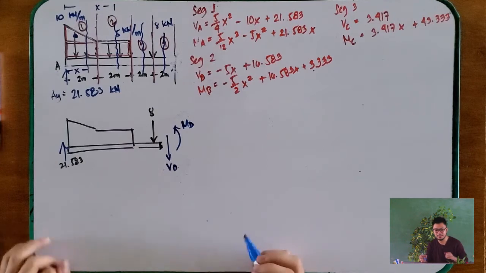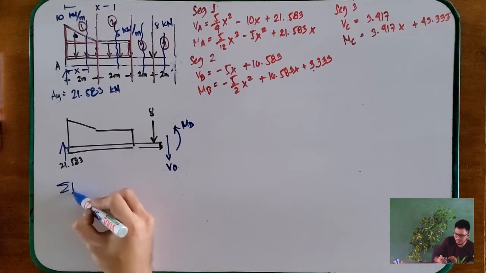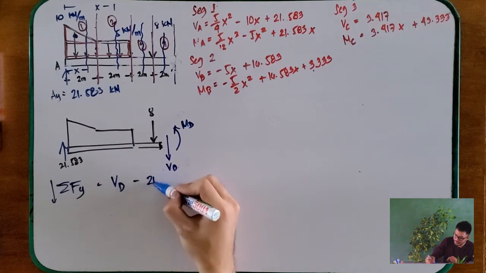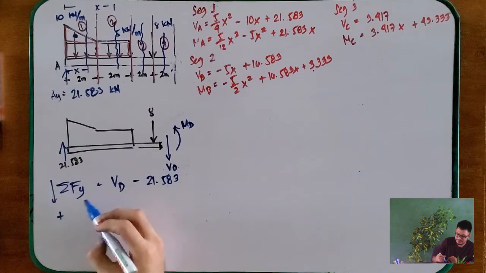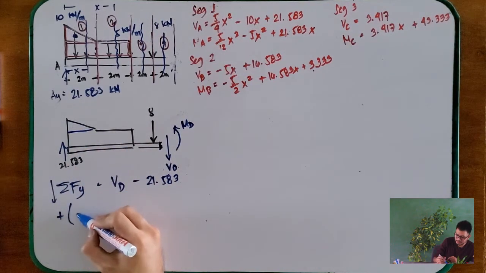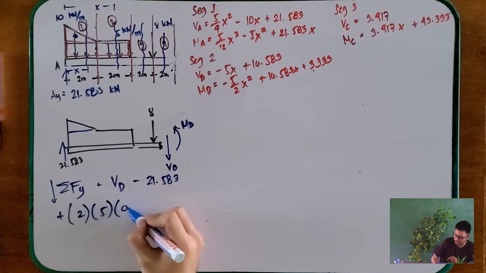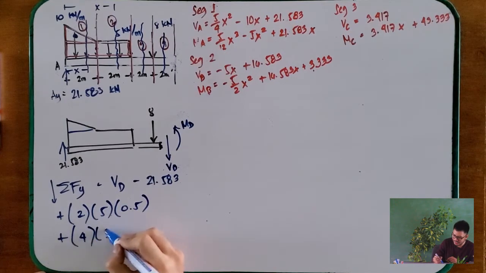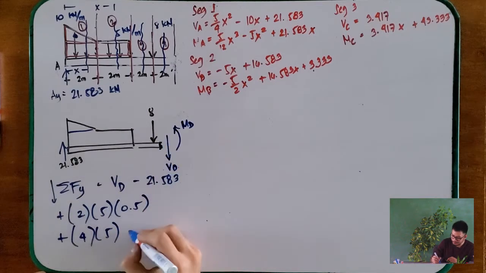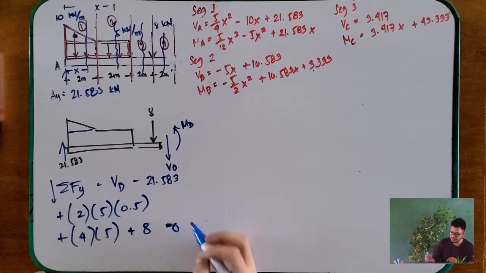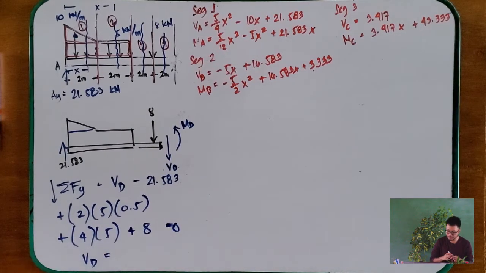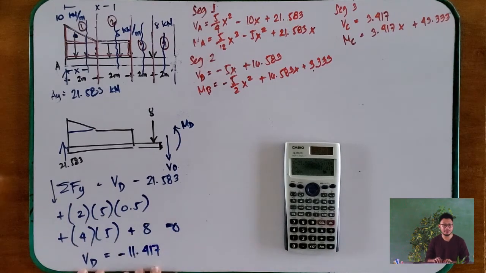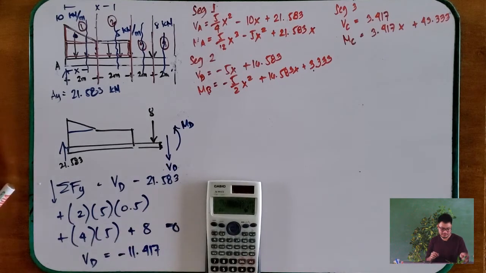Okay, let's solve for VD. Summation of forces along the Y going down is equal to VD minus 21.583 plus the area of the triangle, base of 2 times height of 5 times 0.5, plus base of 4 times height of 5, plus 8, is equal to 0. Therefore, your VD is now equal to negative 11.417. Okay, 11.417.